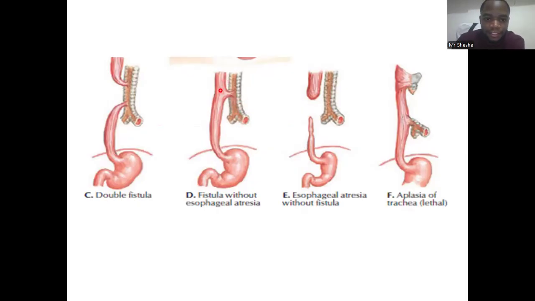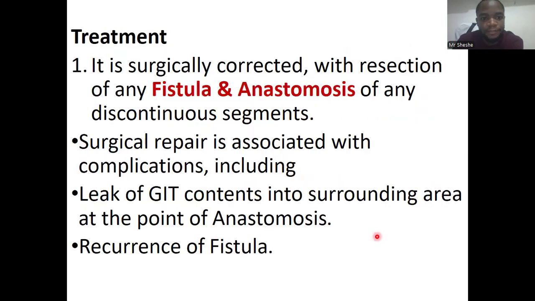So in this case, some of the food will reach the lower or the stomach, then some may actually enter the respiratory tract. So that's a fistula there, a fistula, and another fistula. Even here, there's a tracheoesophageal fistula.